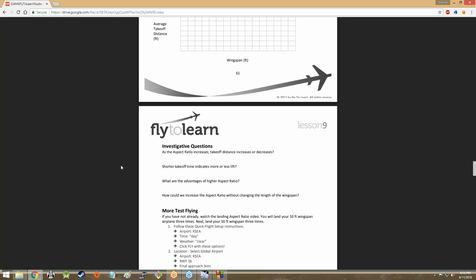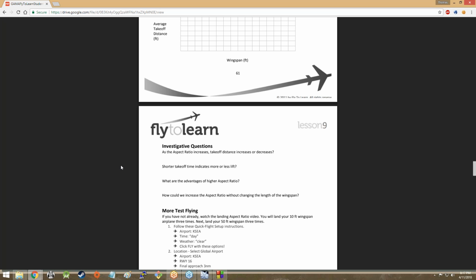So as far as the investigative questions are concerned, as the aspect ratio increases, does takeoff distance increase or decrease? Well, we've shown that the takeoff distance decreases as the aspect ratio increases. Now, the shorter takeoff time, does that indicate more or less lift? More. I mean, pretty straightforward. You're taking off earlier, so you got more lift.